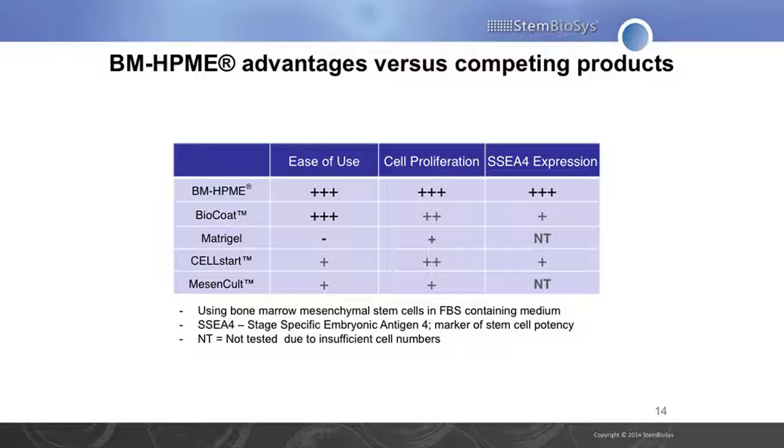The advantages of our bone marrow high-performance microenvironment for mesenchymal stem cell culture versus other products is outlined here. The product is ready to use after just a brief rehydration step, and it leads to faster proliferation and better maintenance of mesenchymal stem cell phenotype. Despite these advantages, we've been very careful to price this product similar to those that are also listed on this sheet.